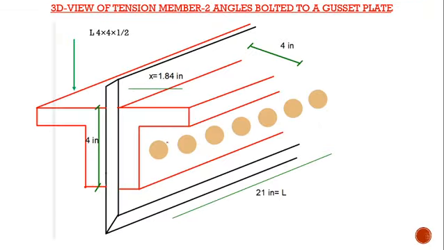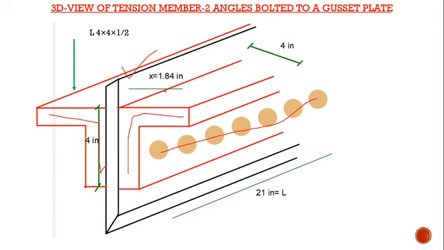areas and effective areas. We can imagine the isometric or 3D view of this tension member. Two angles, 1 and 2, are connected to this gusset plate. The connection length is 21 inches, meaning the distance between the first and last bolt is 21 inches. So it's very easy. The connection length is the distance between the first and the last bolt.